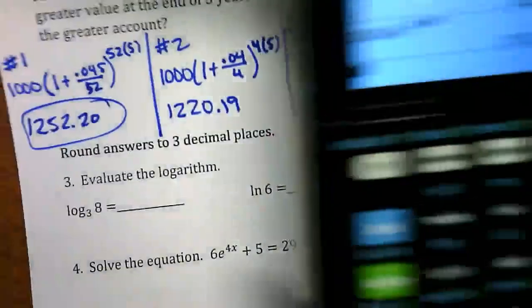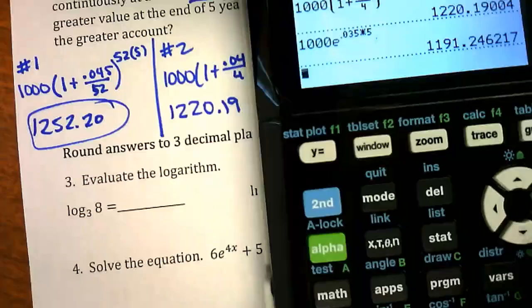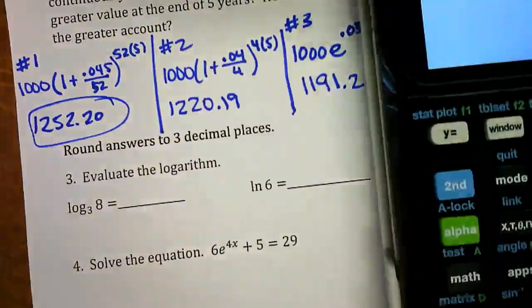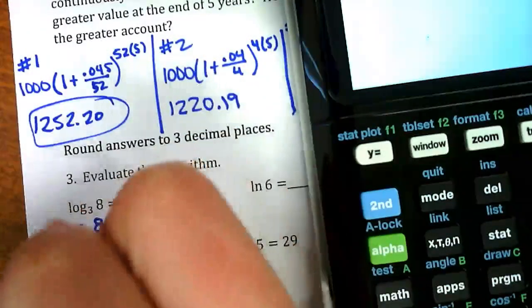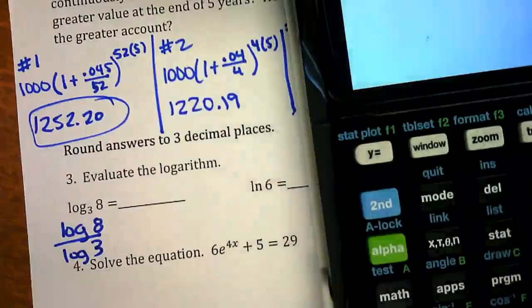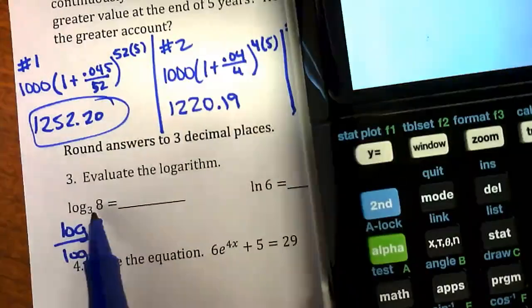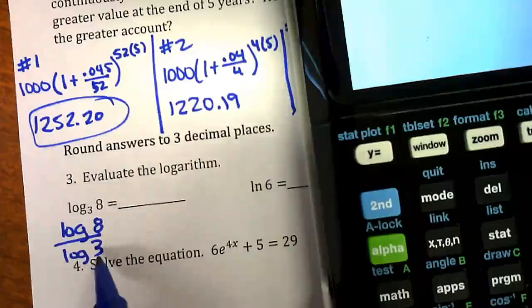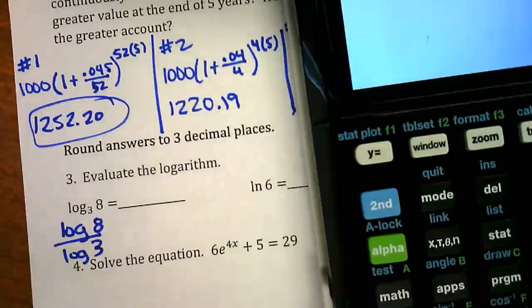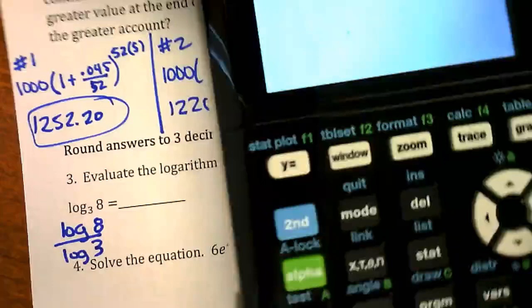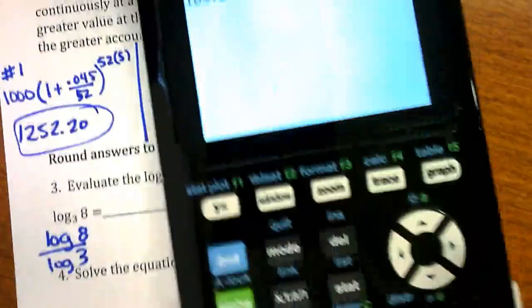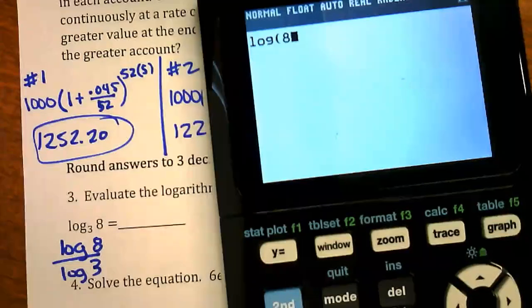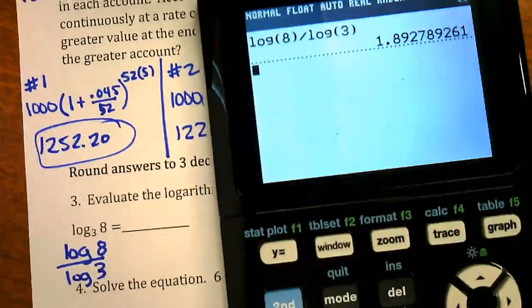All right, next, evaluating. This is just typing these into the calculator. There are 2 ways to do this. You could use change of base. Change of base means I'm writing it as 2 logs, right? I'm dividing. The one on the bottom stays on the bottom because our calculator knows how to do base 10. Okay, the other way to do this, I'm going to do it this way first. So I did log of 8 divided by log of 3, and I get 1.893.